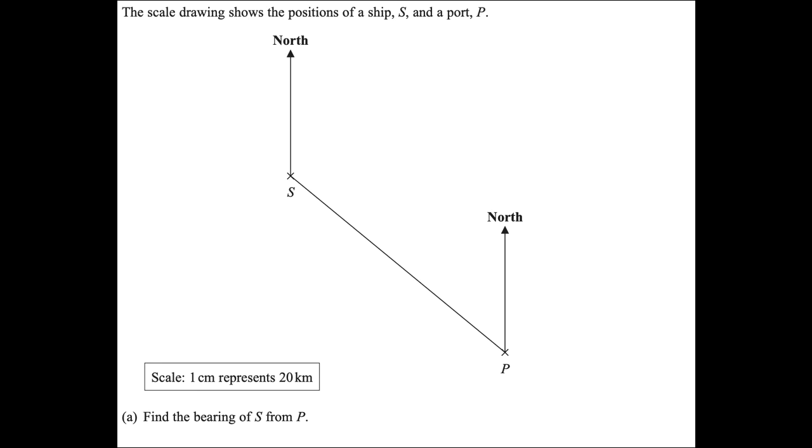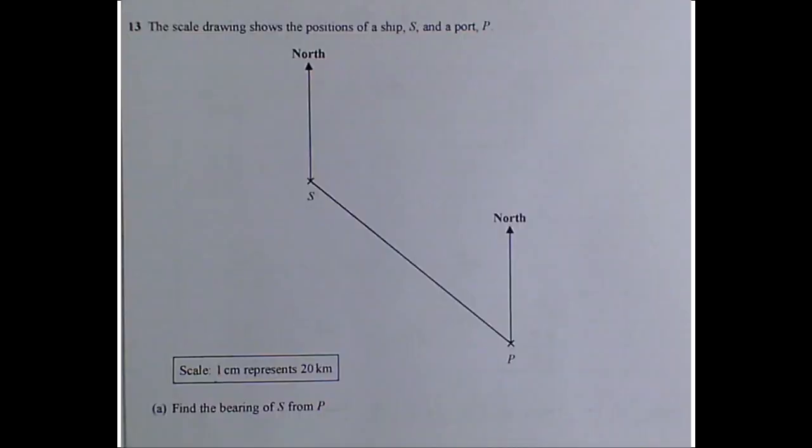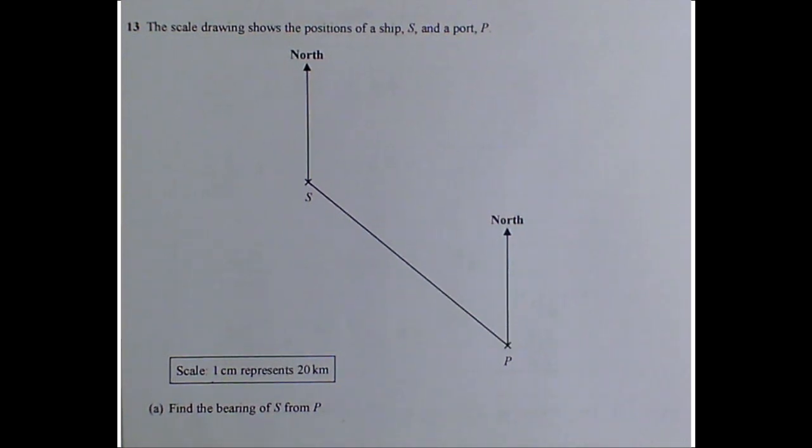So bearings, remember, are always measured from the north, they're always measured clockwise, and they're always 3 digits. And it says the bearing from P, so imagine that you're standing at P, and you're looking north, and then you're looking towards the ship. Okay, so let's do the easy thing first.